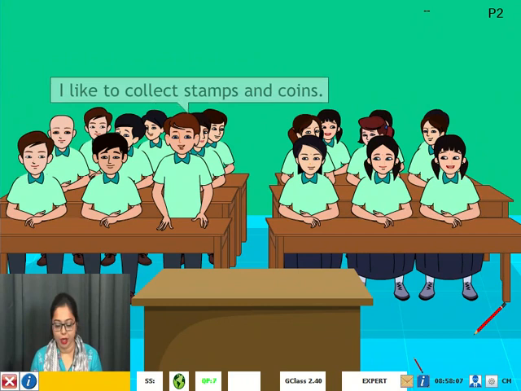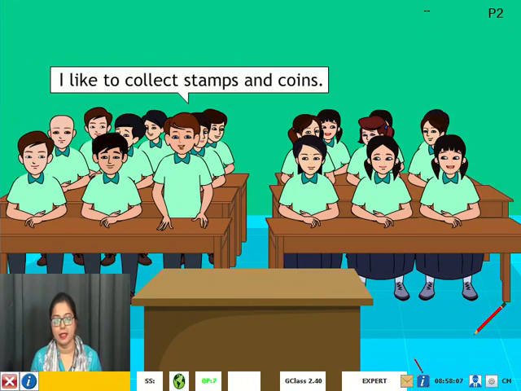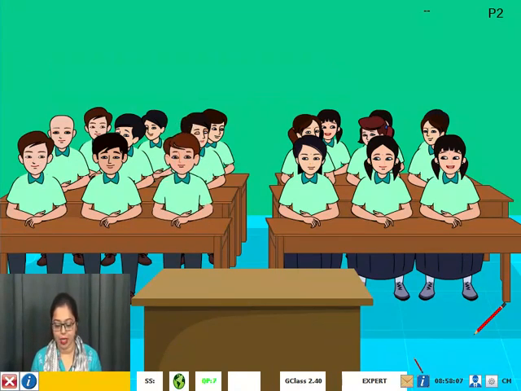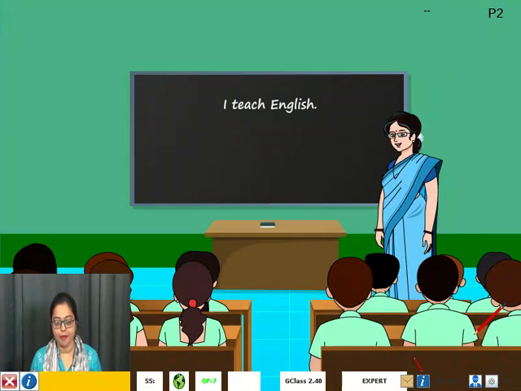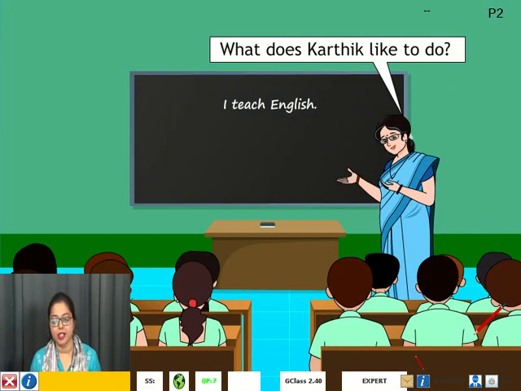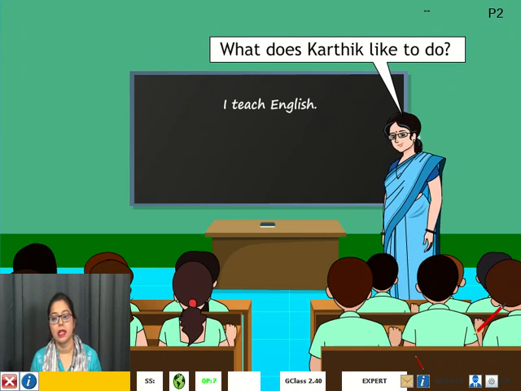Okay. So another sentence is coming up on your screen. Have a look. I like to collect stamps and coins. Then we can see on the screen the teacher. What is she asking? She is asking, what does Karthik like to do? So as we have already seen on the screen, what does Karthik like to do? I like to collect stamps and coins. That was the answer, isn't it?